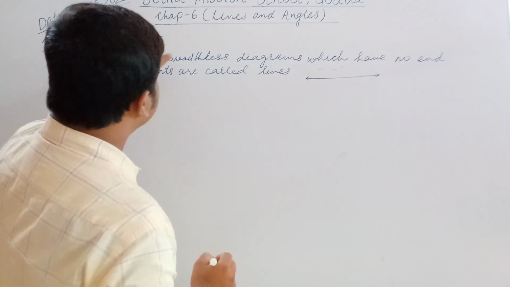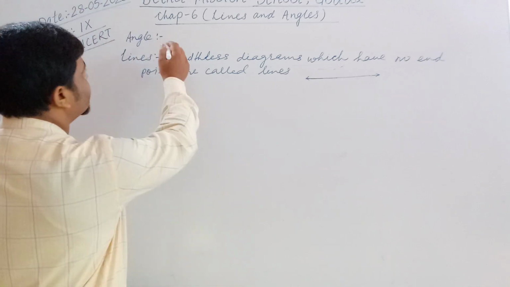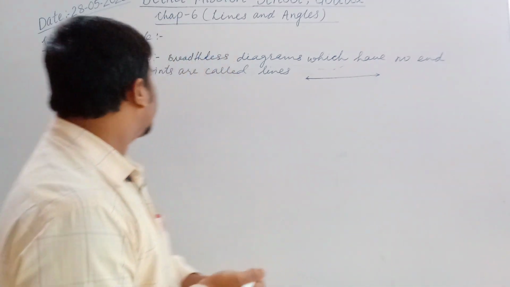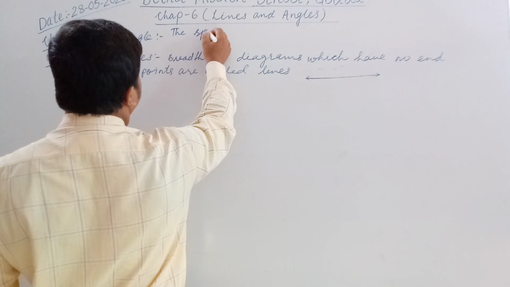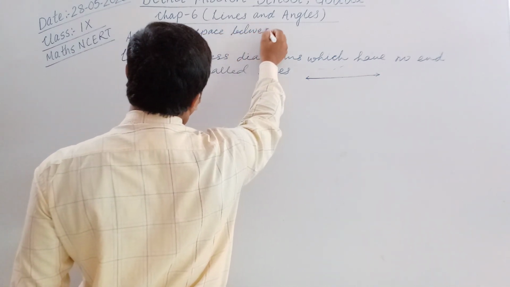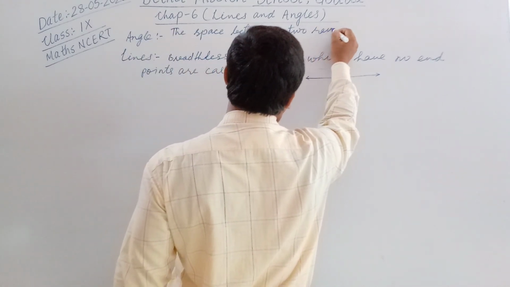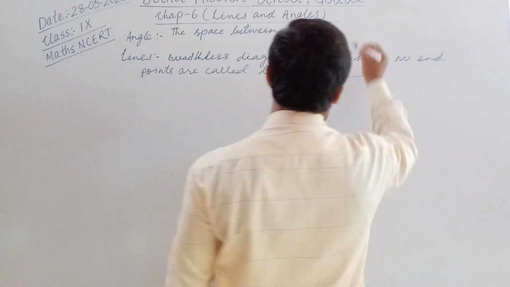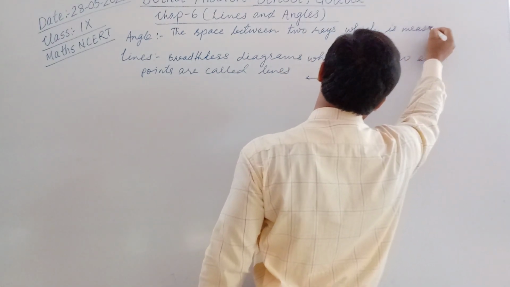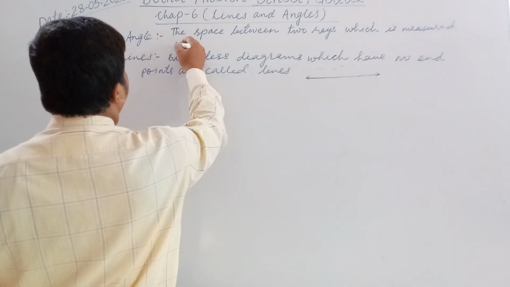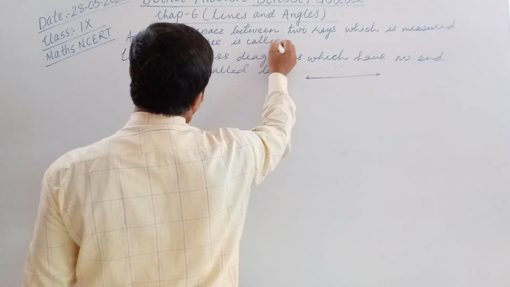Now angle. The space between two rays, which is measured in degrees, is called an angle.